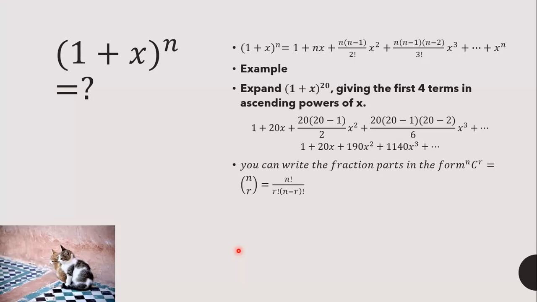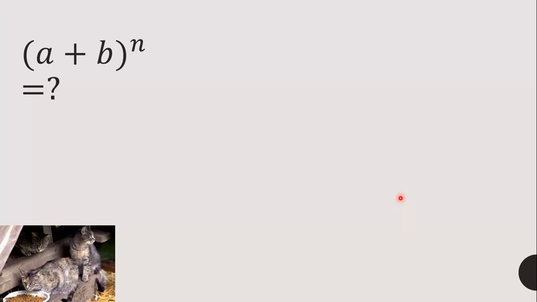We can write the fraction parts in the form nCr, which can also be written as n choose r, equals n factorial over r factorial times (n - r) factorial. Again, it looks a bit confusing, but to show it more obviously, the same expansion up here can be written 1 + 20C1 x + 20C2 x^2 + 20C3 x^3. That's all that is.